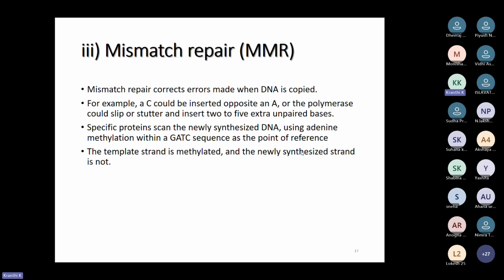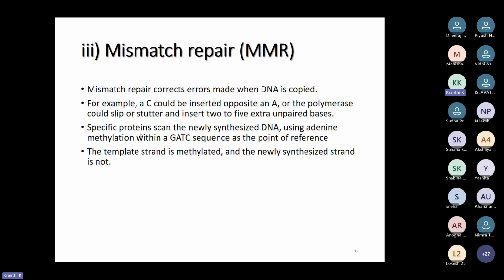Okay, now coming to the mismatch repair. So what's the mismatch repair here? Mismatch repair corrects the errors made when DNA is copied. What is the DNA copied? When there is a replication, right? Replication means creating a new DNA from the older DNA. At the time of creating a new DNA, when there is a mismatch, then that mismatch repair will be done by itself. For example, a C could be inserted opposite an A. Means in the place of A, C got inserted.